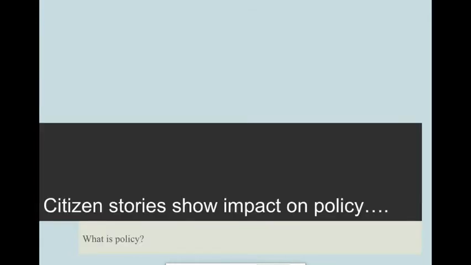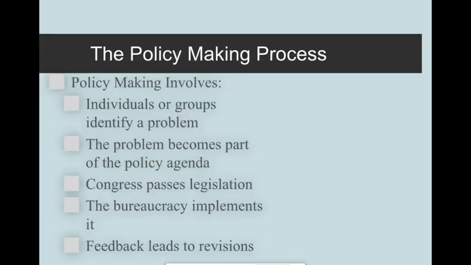All right, so our textbook goes over a bunch of different citizen stories and explains how they impact policy and make changes, but let's go over what policy is. So policy is basically individuals or groups identifying a problem, okay, the problem becoming part of kind of an agenda of a government entity, all right, and then Congress passes legislation based off of that policy. Then the bureaucracy implements that policy, that new law, all right, and then feedback is received regarding any revisions needed.